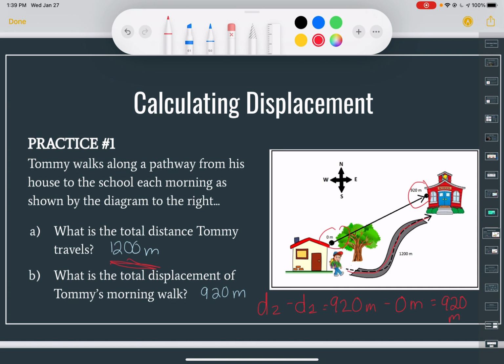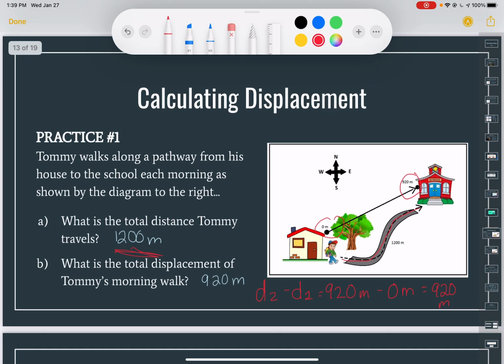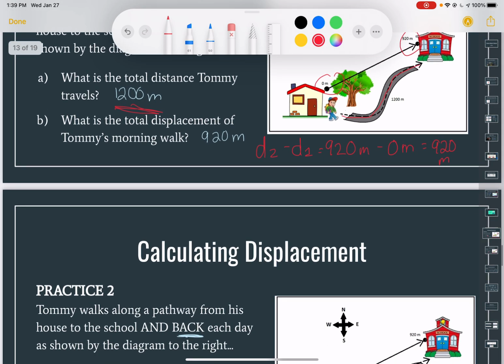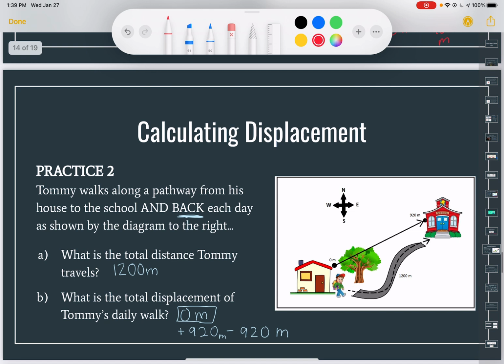We take where we end minus where we started. And in this case, it's literally the same. We're not starting at a different point, I guess you could say. So the next question is using the same picture, but Tommy walks the pathway from his house to the school and back each day, as shown in the diagram.